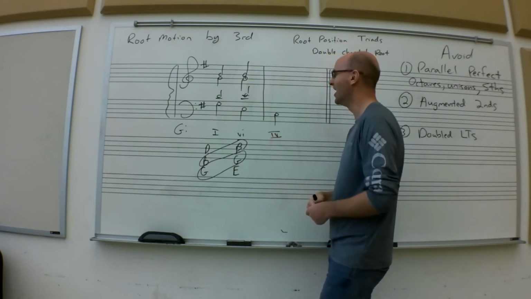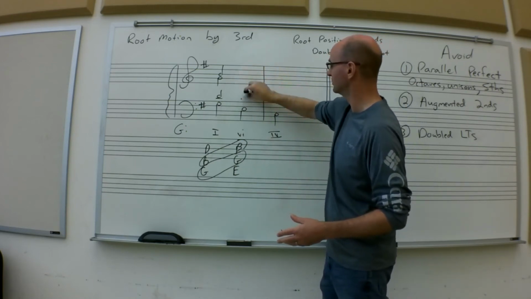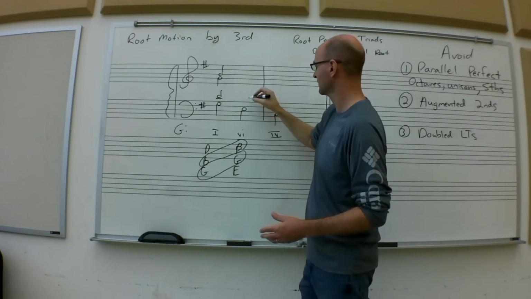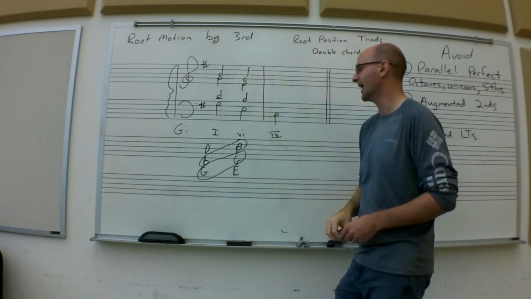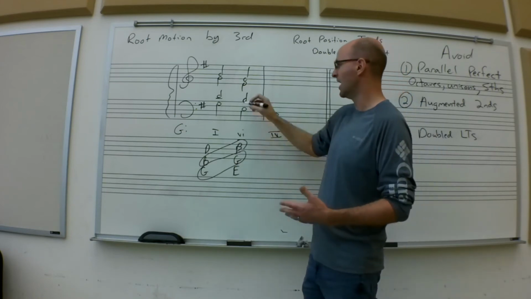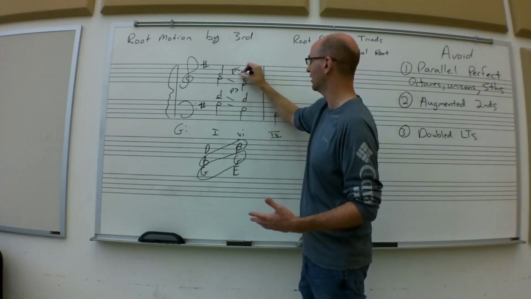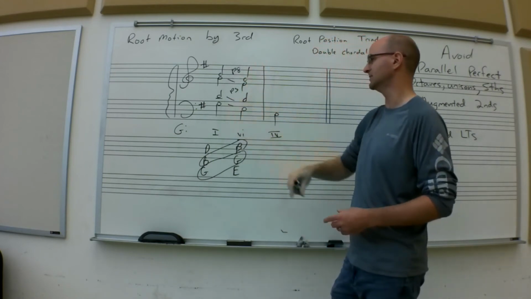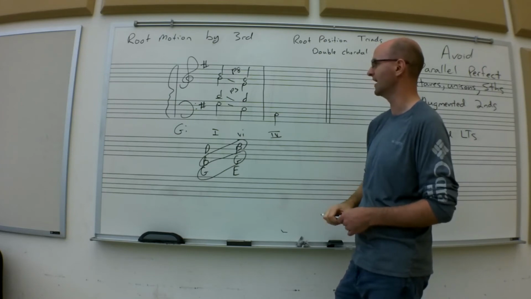All right? Now, one thing I sometimes see is my students will do things like this, at first anyways. And of course, there are some issues with this on a number of levels. We have parallel perfect fifths and parallel perfect octaves, parallel perfect fifths between the bass and tenor voices, and parallel octaves between the bass and alto.